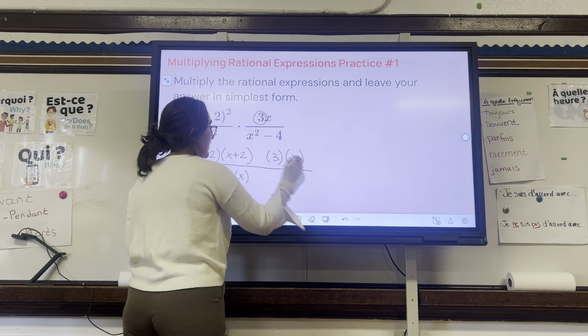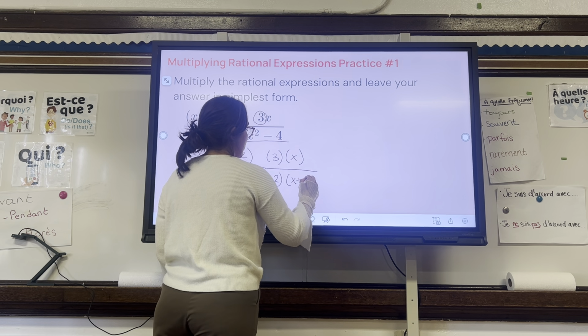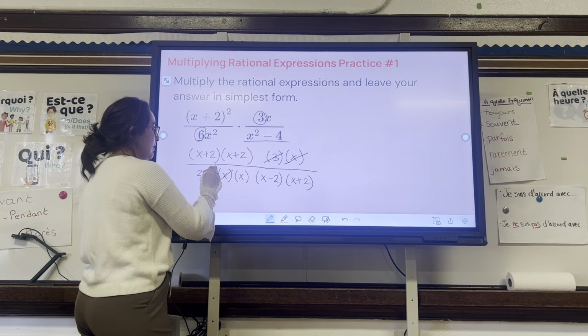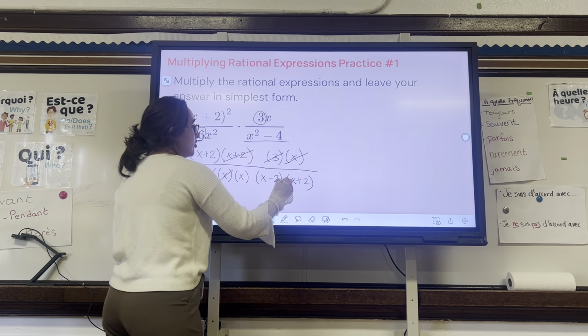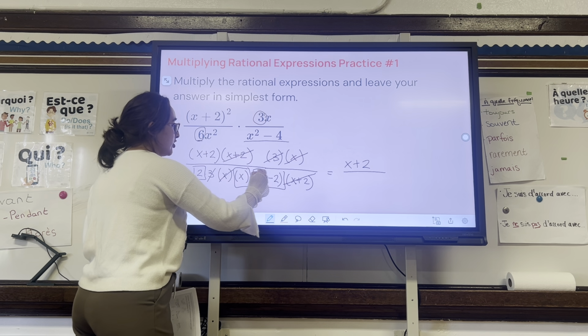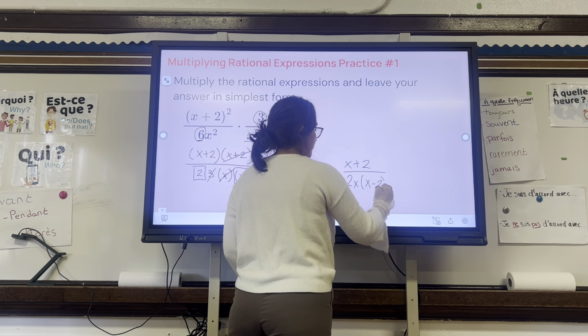All right? And then x squared minus 4 becomes x minus 2, x plus 2. So an x cancels out, the number 3 cancels out, and an x plus 2. So up top, you have x plus 2, and at the bottom, you have a 2, an x, and an x minus 2. So you can combine those and just write it like this. And that is your final answer. All right, so that's practice number 1.